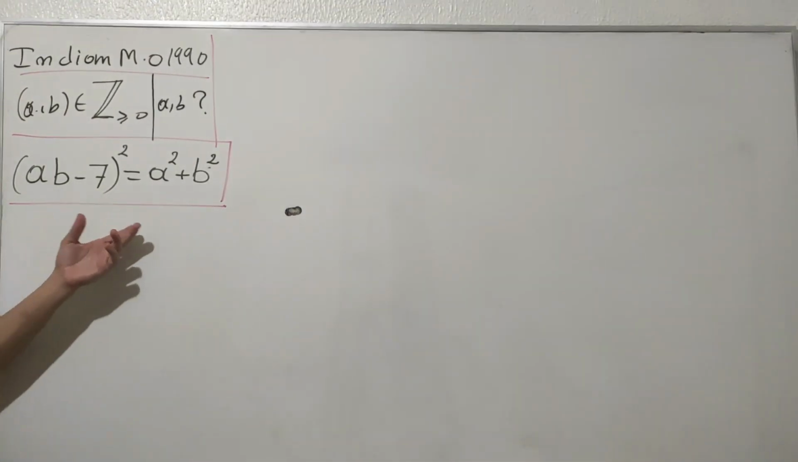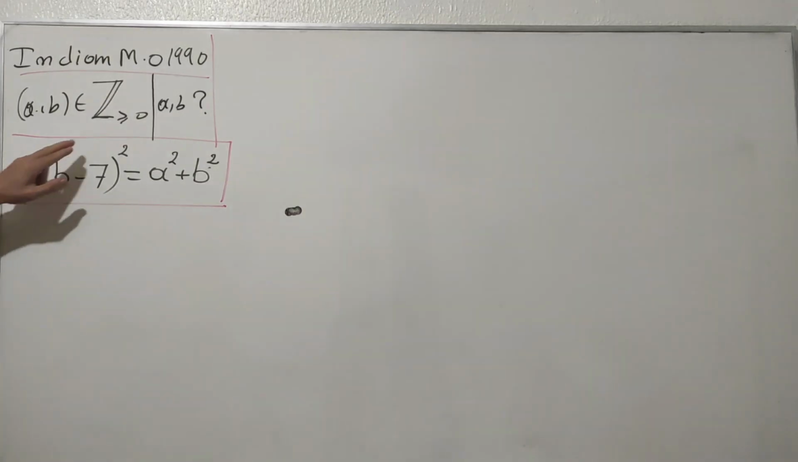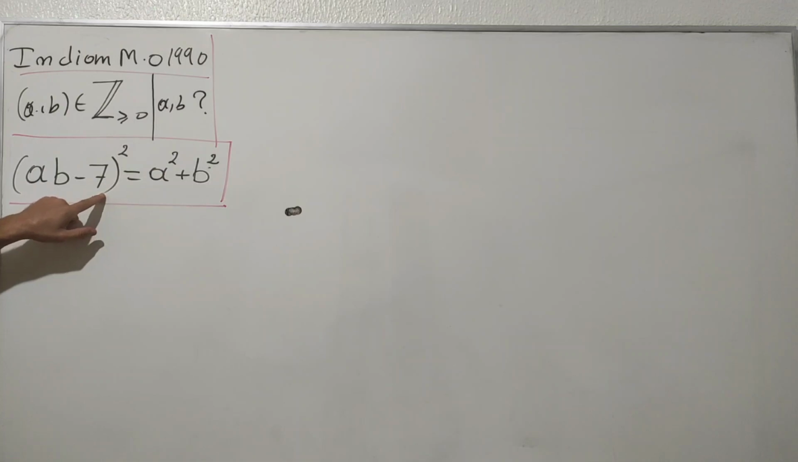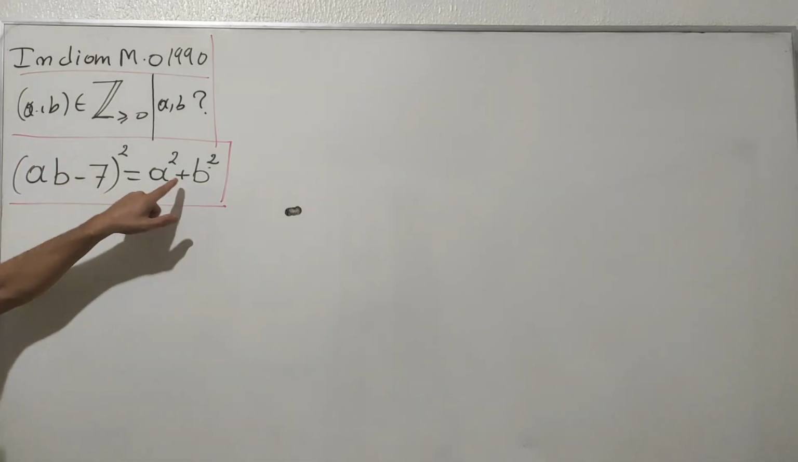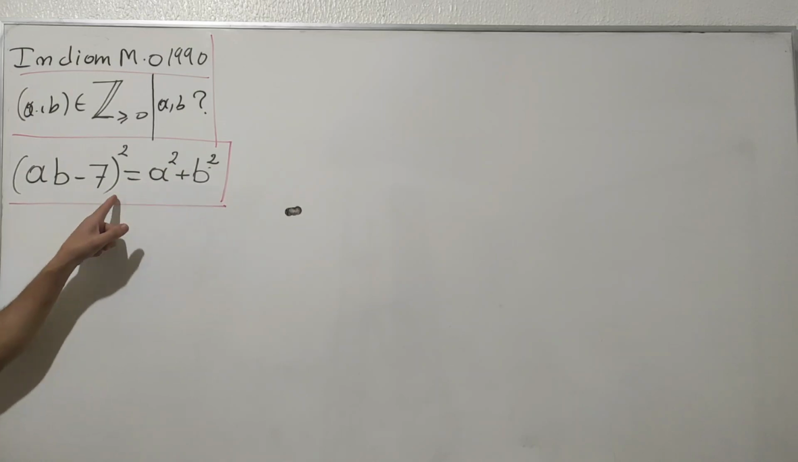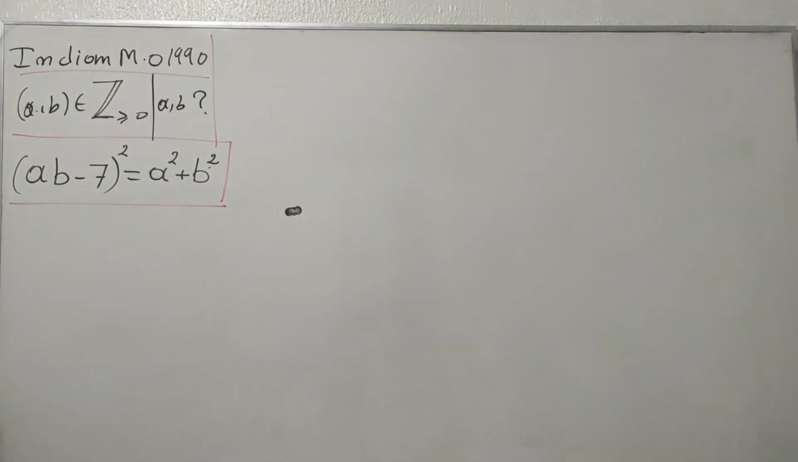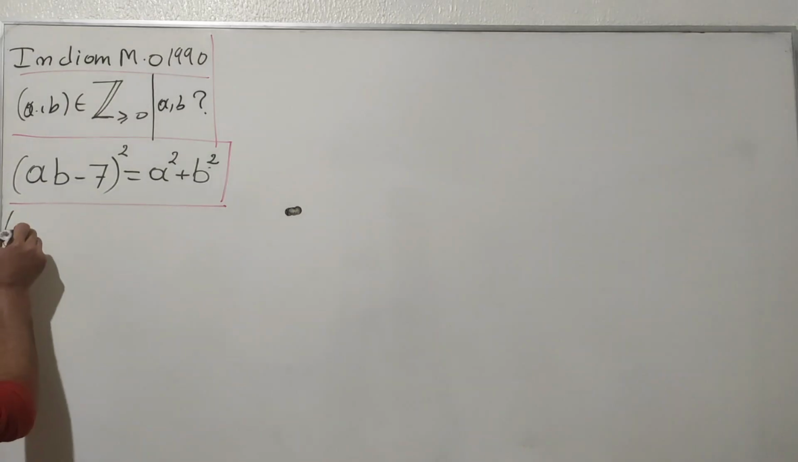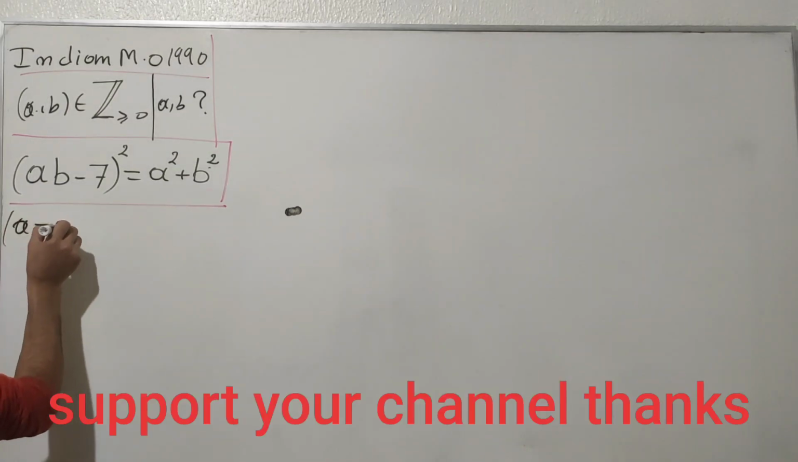We are simply going to take the obvious solution here. If a equals 0, the product ab will be 0, and I will be left with (minus 7) squared, which is 49, on the left. On the right I get b squared. So 49 equals b squared, and b equals 7 because we have positive integers. So we get a equals 0.